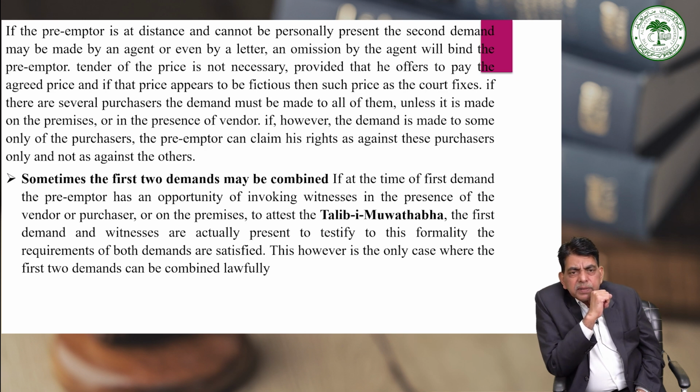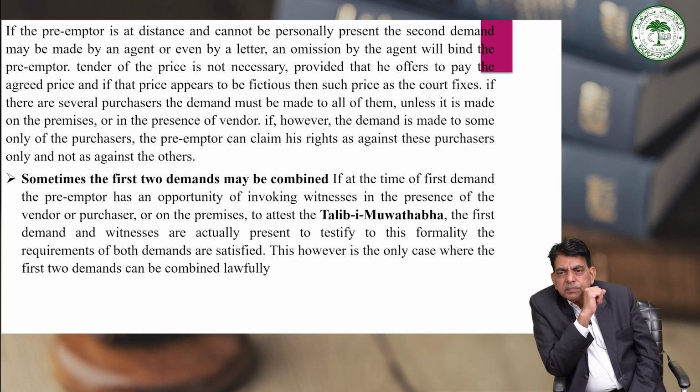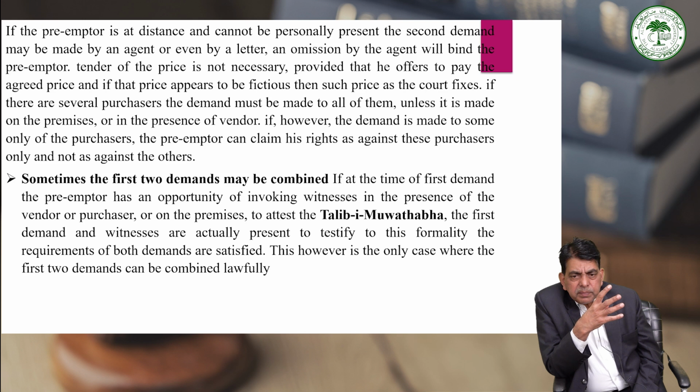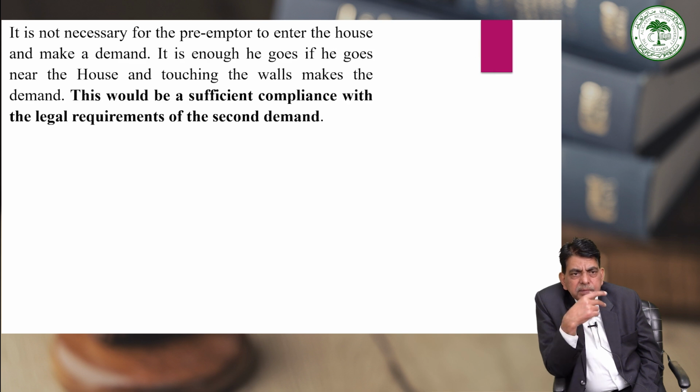If there are several purchasers, the demand must be made to all of them unless it is made on the premises or in the presence of the vendor. If, however, the demand is made to some only of the purchasers, the pre-emptor cannot claim his right as against the other purchasers. Sometimes the first two demands may be combined, meaning the pre-emptor can go directly to the spot of the property, and standing over there he can make the first demand, and thereafter he can also raise the second demand, and in this way the formalities are complete.